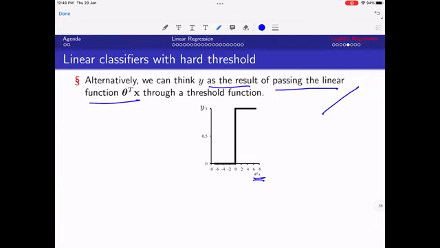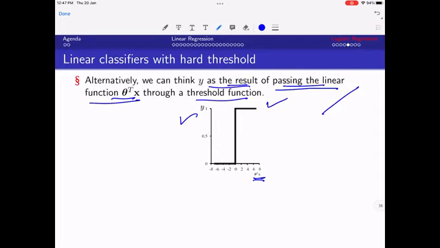But whatever is the value of theta transpose x for a particular x, you pass it through this function, and only then will you get the y value, because theta transpose x will not give you the classification label, whether it is nuclear explosion or earthquake. In case of regression, theta transpose x directly gave you the output value. Here it does not. So you can think that y is the result of passing the linear function theta transpose x through a threshold function.